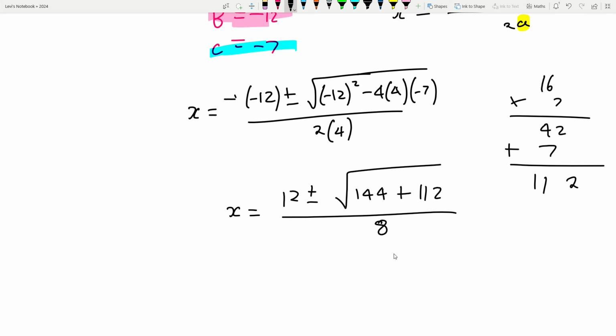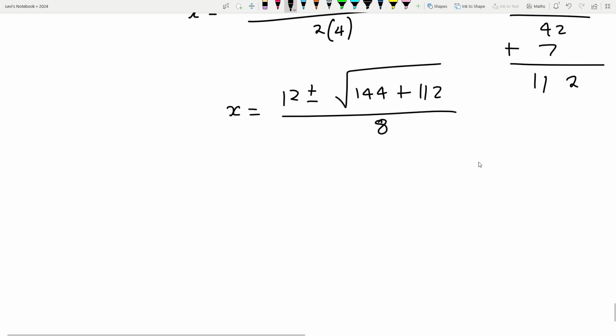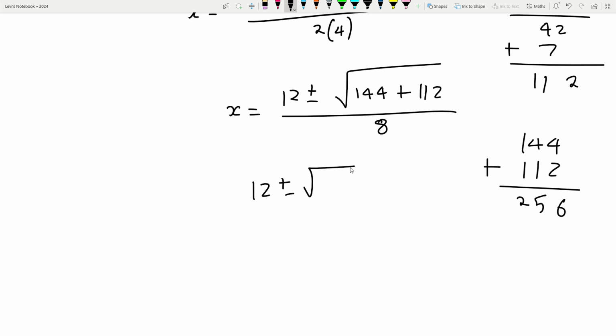I'm doing this video unscripted, so the math is real and I've got to get it pretty fast for the video's retention. So 144 plus 112, so that's going to be 256. So 12 plus or minus the square root of 256. Now, I'm not entirely sure if that's a squared number or not. If you give me one moment, I can actually just double check it. I'm just going to work it out very quickly, because I'm not sure if that actually is a square number or not.